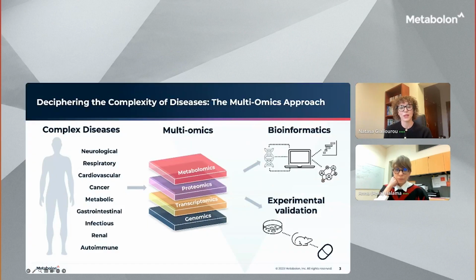Just a little bit of context to today's webinar. So we know that complex diseases such as cancer, cardiovascular diseases, metabolic diseases, they all arise from a multitude of genetic, environmental, as well as lifestyle factors. We know that traditional single omics approaches, which focus on a single level of molecular information, often capture only a very small part of this intricate interplay between different biological layers.